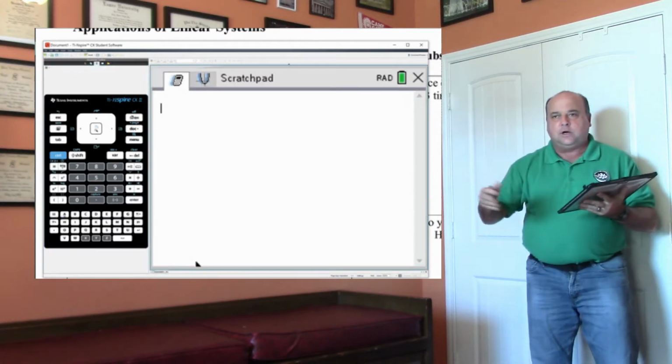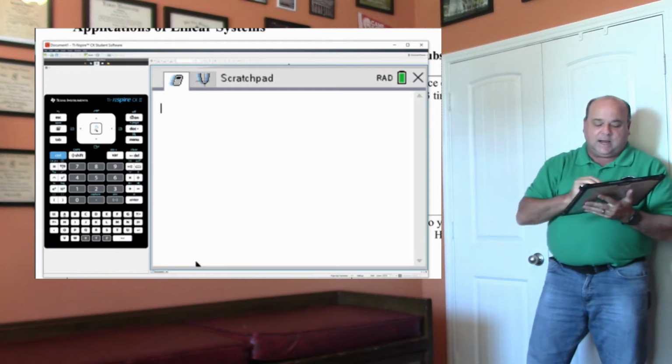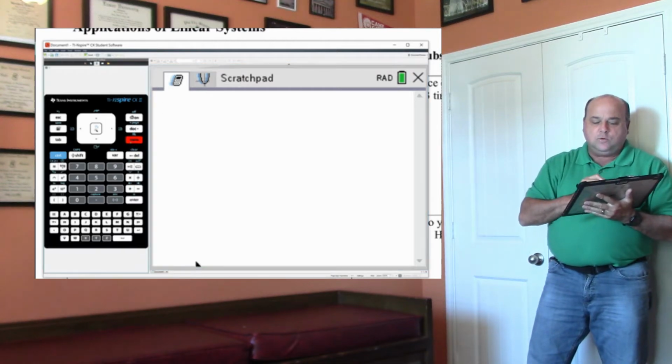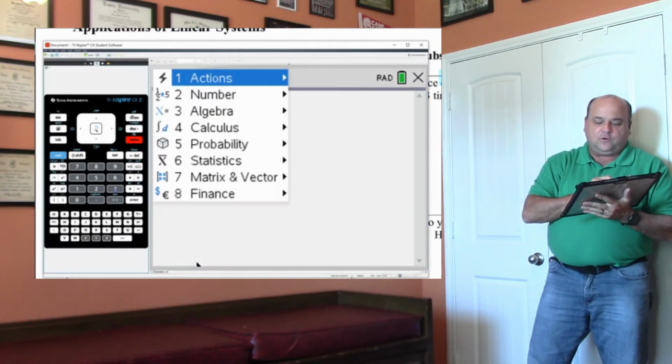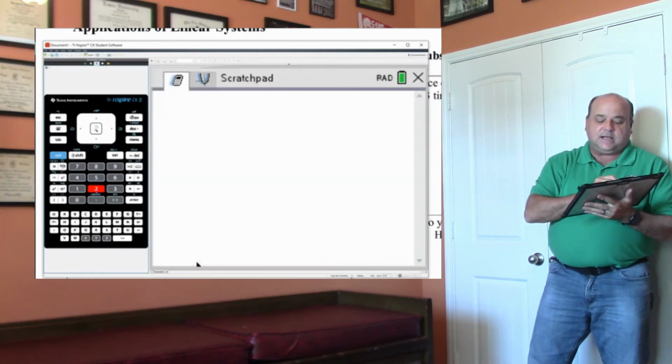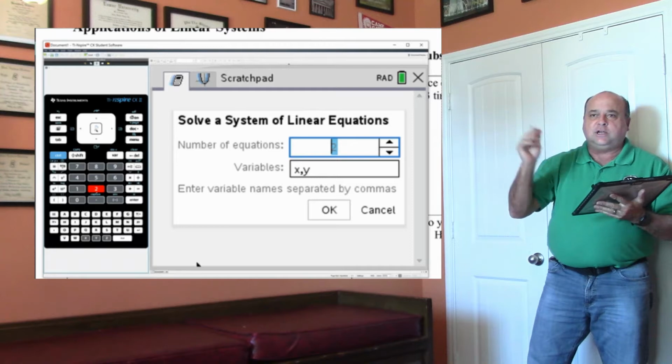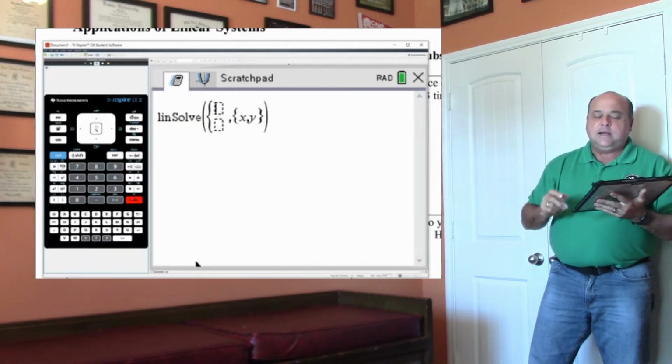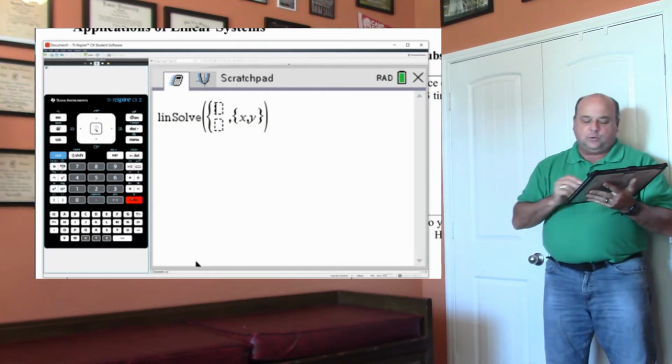Now this is where you're going to use the calculator like I taught you in the last lesson. You're going to hit menu, then algebra for 3, then solve linear systems, that's 2. You never touch this screen. You hit enter. Now this is where we're going to type in our two equations.